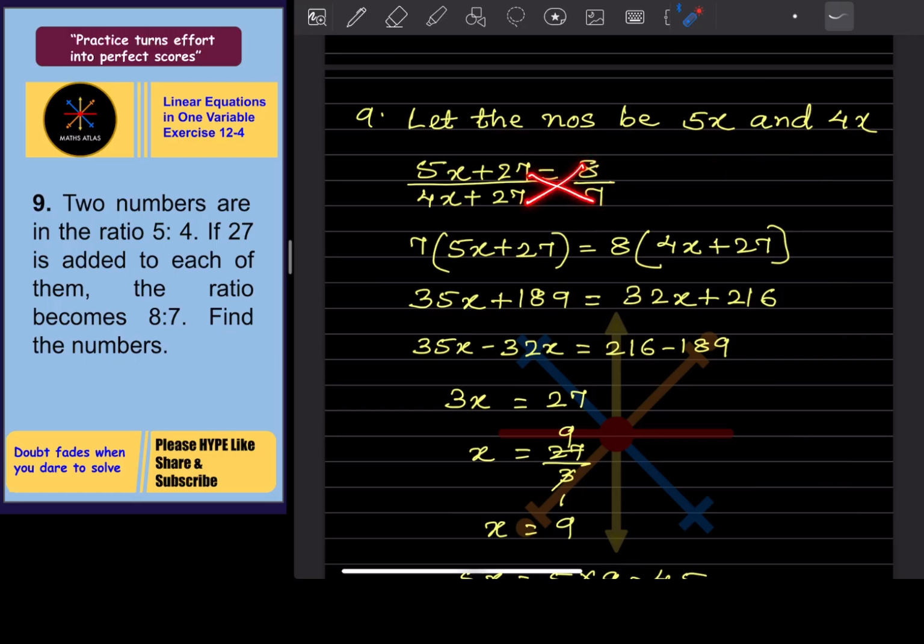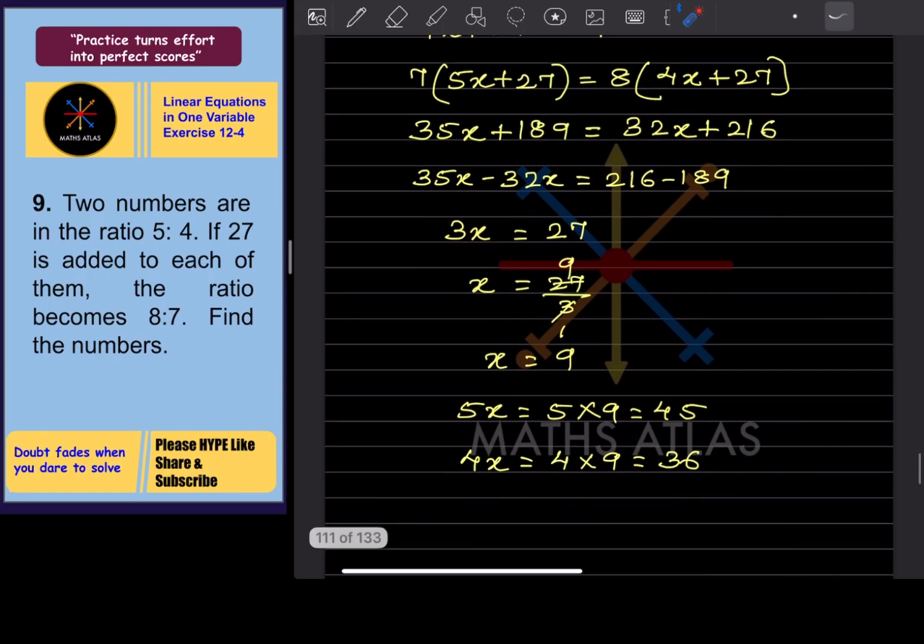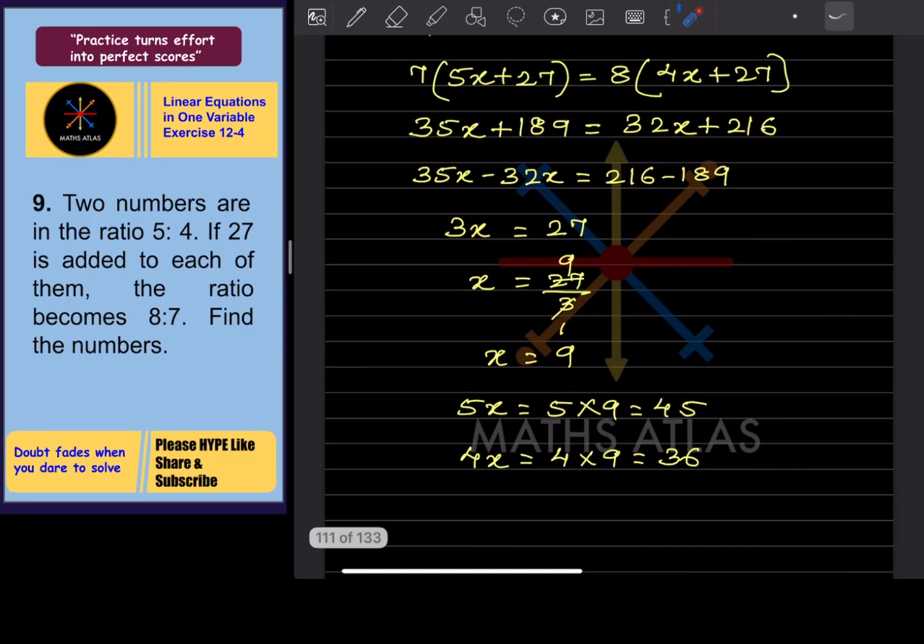So now let us cross multiply this one. 7 into 5x plus 27 is equal to 8 into 4x plus 27. So this will be 35x plus 189 equals 32x plus 216, which is given here. So 35x, this will come on this side, minus 32x. This will be 216 minus 189. So 3x is 27. So x will be 27 by 3, which means x is going to be 9.